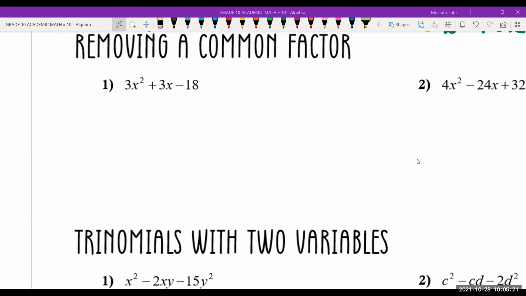Remember how in yesterday's class, we were taking out a greatest common factor? Take a look at all the terms in this question. Is there a greatest common factor in this question? Say it. Yeah, it's the number 3. So we're going to begin this question by taking out the greatest common factor, which is going to be the number 3. If I take out the number 3, what am I left with?